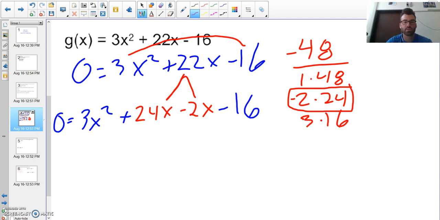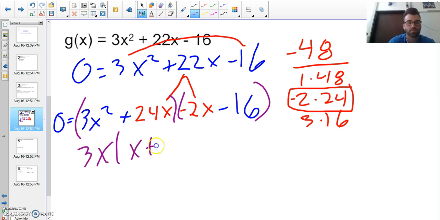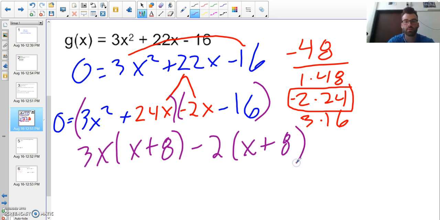So now, since I have 4 terms, 2 by 2 group that. What's the greatest common factor between 3x squared and 24x? It's 3x, and that's x plus 8. And the GCF between negative 2x and negative 16 is negative 2, and it's going to be x plus 8. That's equal to 0. Remember, these two match, x plus 8, x plus 8.